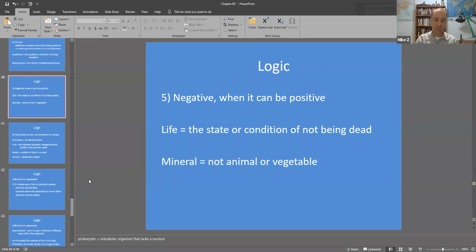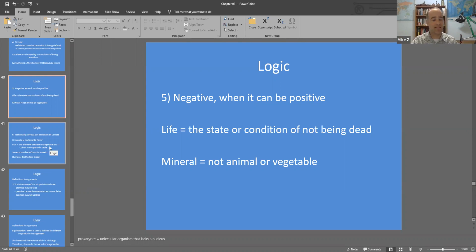Or one they have in the textbook is a mineral. Oh, what's a mineral? It's not an animal or a vegetable. It's like, okay, so this is telling us what's not in the extension of mineral, but it's not really giving us a good account of what is in the extension and why those things are in the extension. What properties does something actually have to be a mineral? This isn't telling us. So this is not a very good definition.